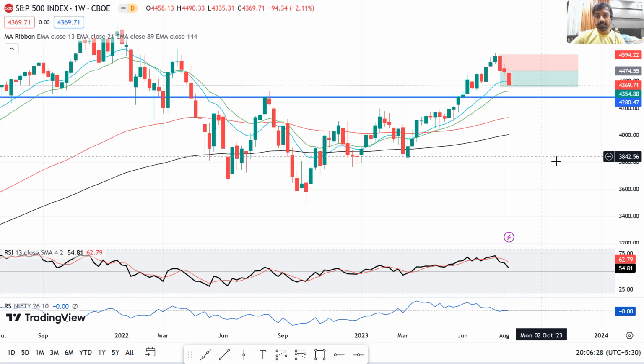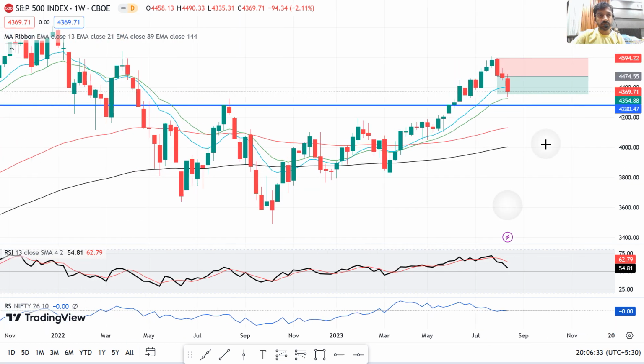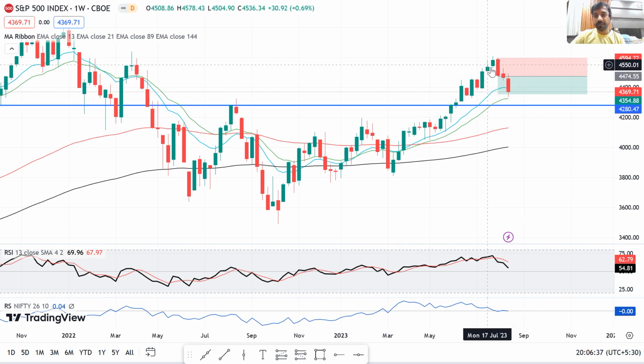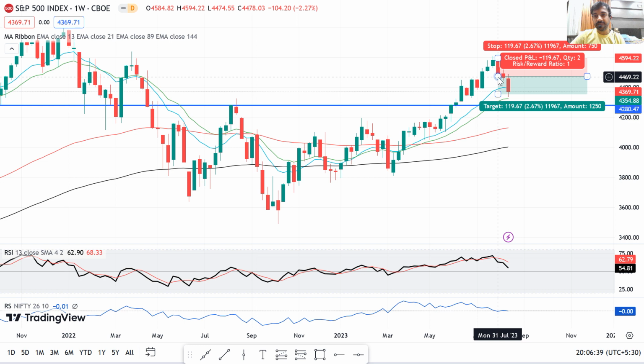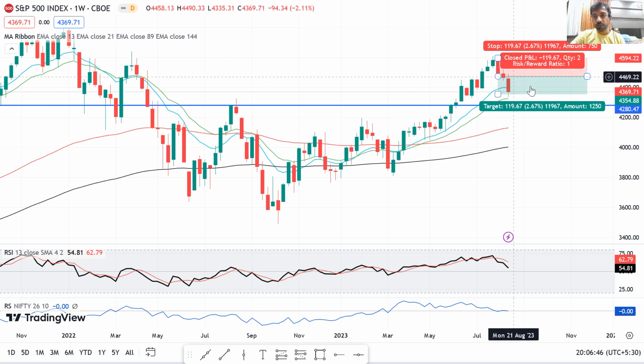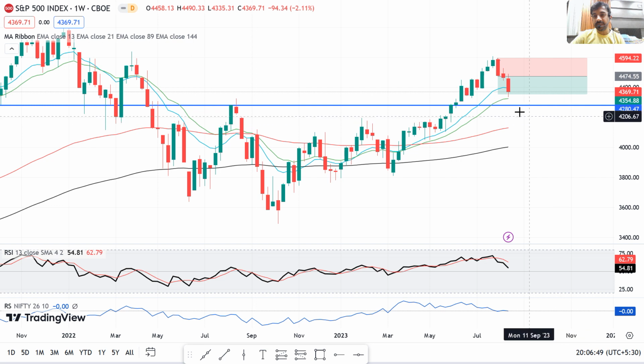So let's get to the business. We'll start with the S&P 500, which is the US market. Last week we discussed that it has formed a bearish engulfing and price has slipped below it. So by the rule of candlestick patterns, the target should be somewhere around these levels, 4351, and we can see that the market did touch that level.